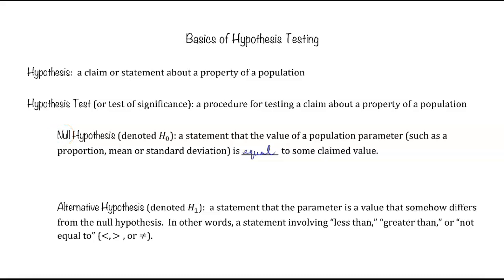On the other hand, the alternative hypothesis, denoted H1, is a statement that the parameter is a value that somehow differs from the null hypothesis. This will be a statement that involves a less than, greater than, or not equal to symbol. Let's take a look at a few examples and see if we can state the hypothesis as a claim and also determine the null and alternative hypotheses.